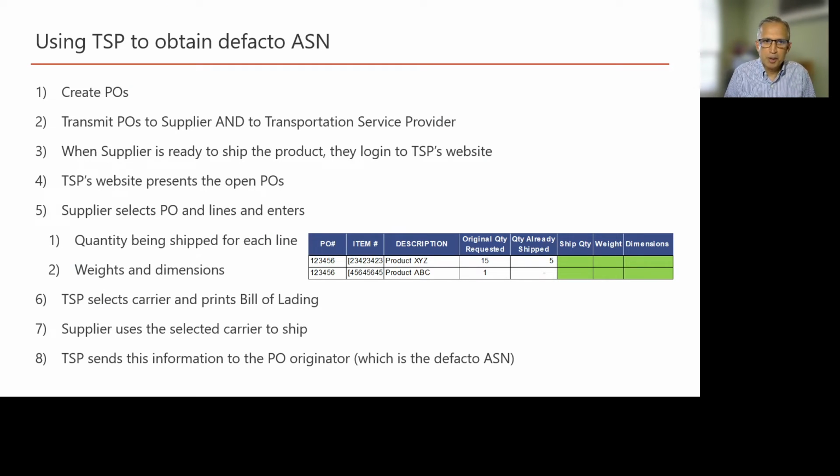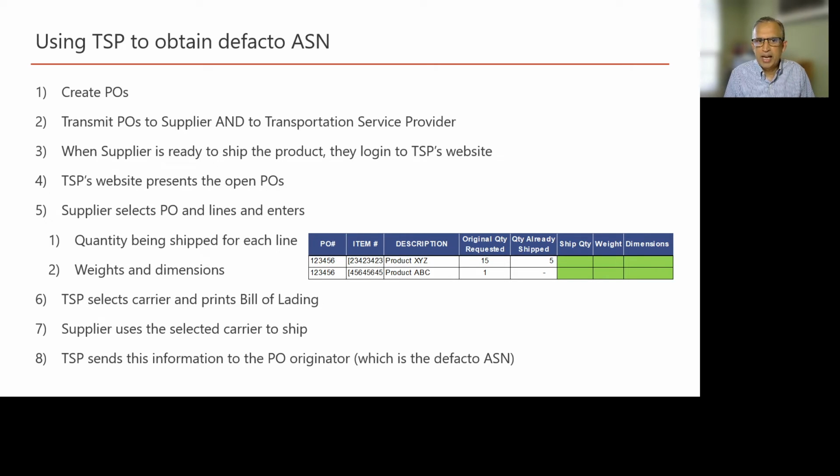So now let us discuss the main point of this video, which is to obtain de facto ASN using your transportation service provider. So how do we do that? Step 1, we create the POs, preferably automatically, as suggested in video 2. Number 2, transmit the POs to the supplier and to the TSP. The TSP stores these POs on their system. Of course, there needs to be some protocol for making sure that the POs in the customer system and the TSP systems are in sync.